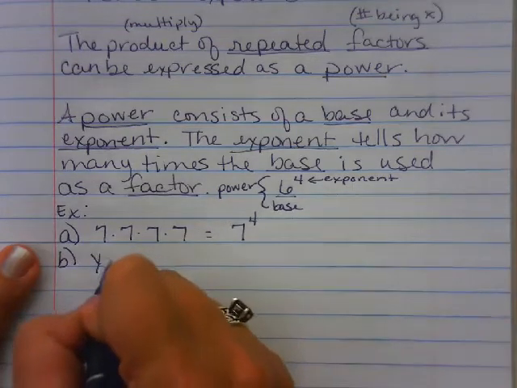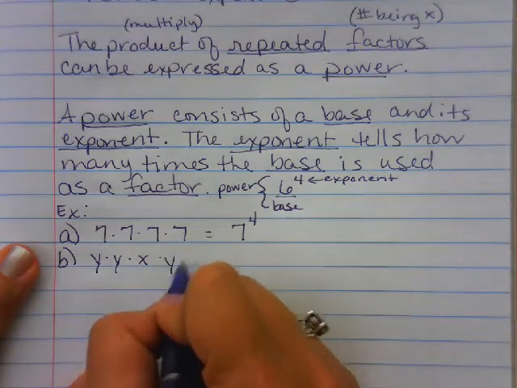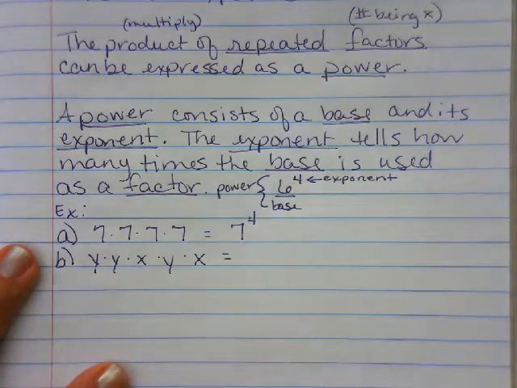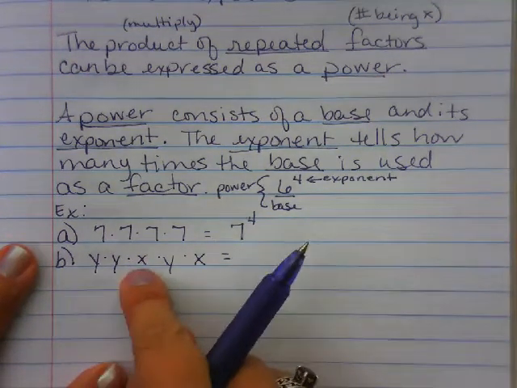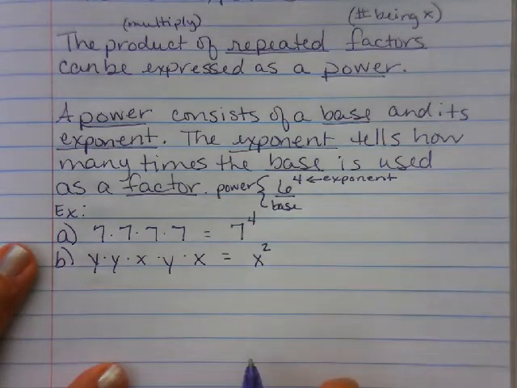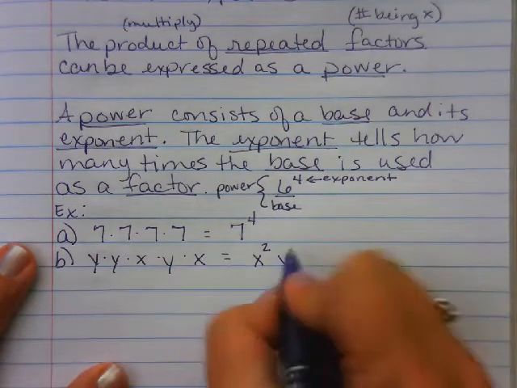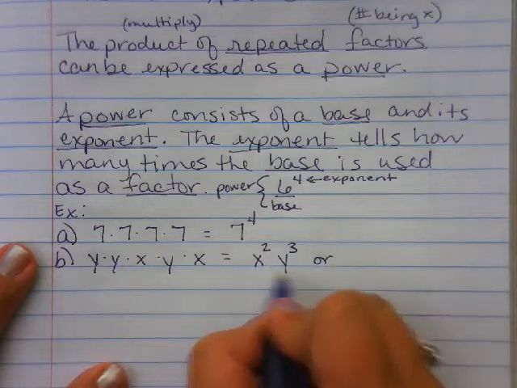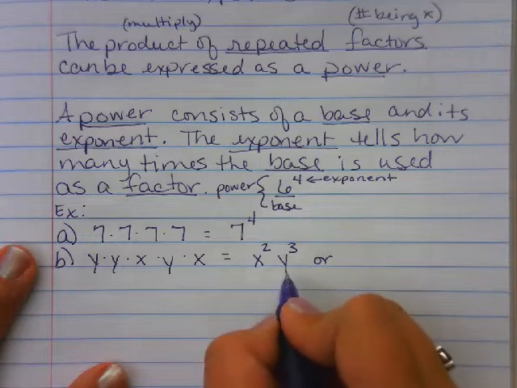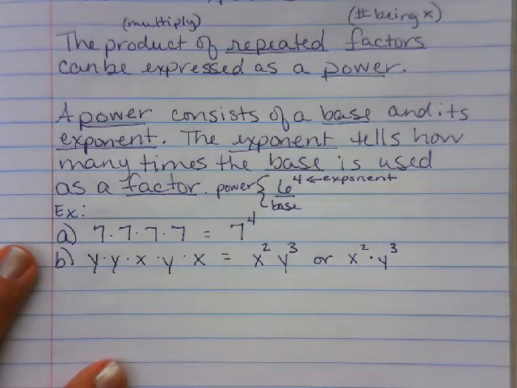We can also do this with variables, which is, again, why we are not using x for times. And when we use variables, we want to write them in alphabetical order. So here I have x's and y's. X comes before y, and I have 2 x's and 3 y's, so x squared y to the 3rd. Remember, when you have variables, you can write it just with the letters next to each other, or with a dot. Either is acceptable.